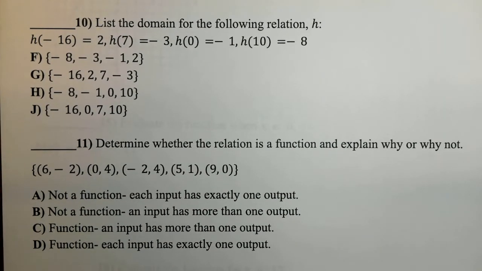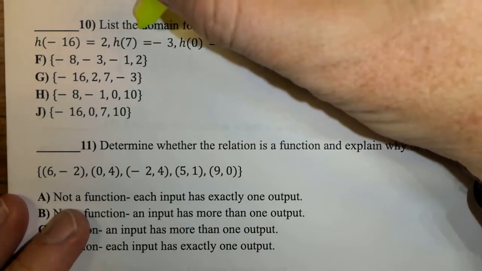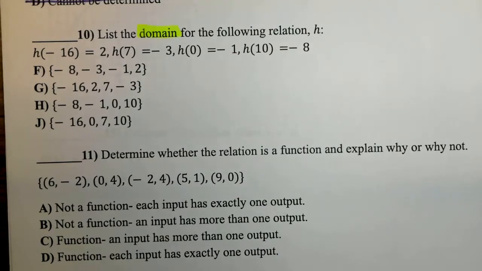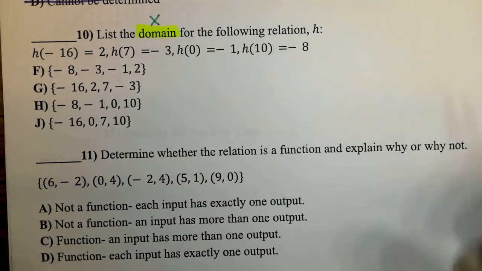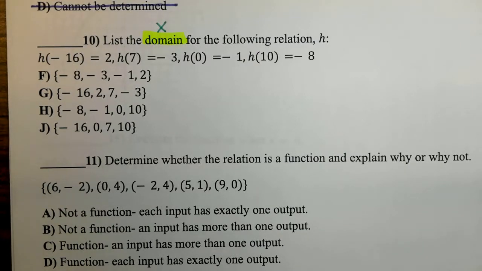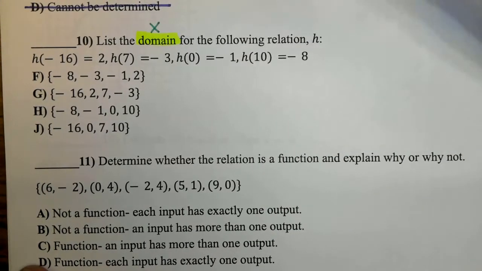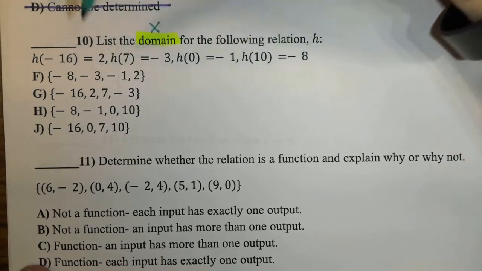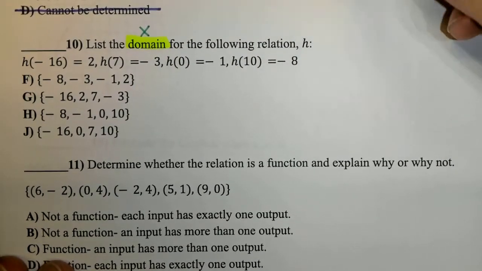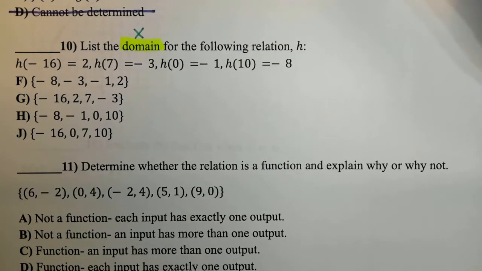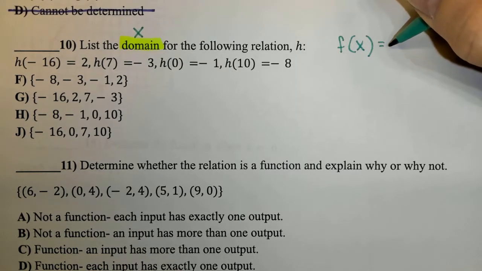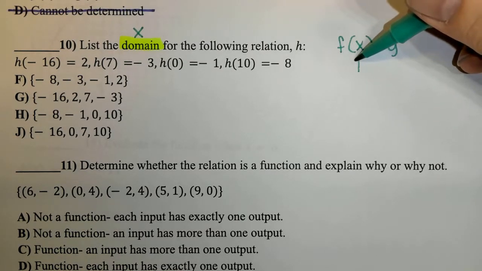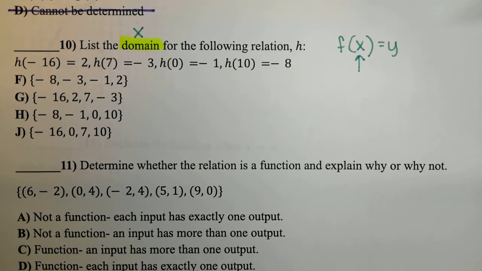Number 10, list the domain for the following relation. Again, keyword, domain. Domain, as we know, we went over this earlier, is x. And if you remember, since these are all like h parentheses equals, I'm just going to use f because that's the typical one that people use.